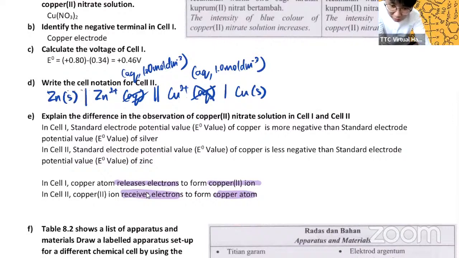So you can write E0 value, or rather standard electrode potential value. As I said, it's best to write the full name. Don't risk it. You guys are the first year of the new syllabus. No one can guarantee that E0 value is acceptable. Right, full name.